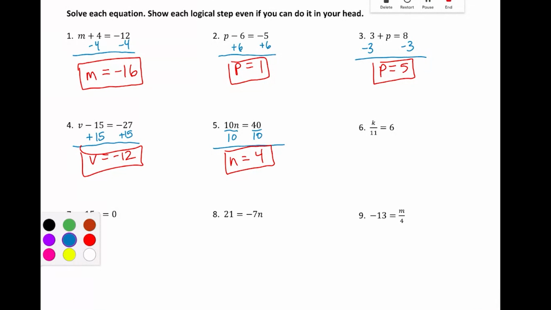Sorry about that, Bill. The same rule applies where you have to do the same thing to both sides. So like with number 6, if I want to get rid of that divide by 11, I need to apply the inverse operation, multiplication, use that multiplication property of equality, and multiply both sides by 11. 6 times 11 is 66, so k equals 66.